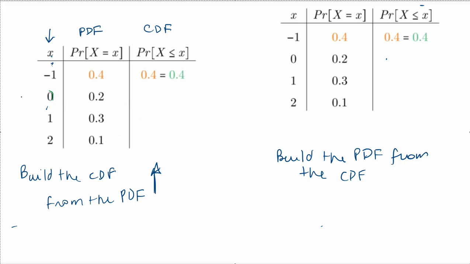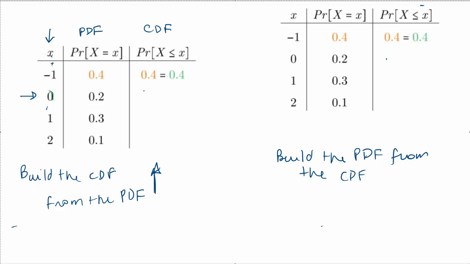Now, let's think about the second row. In the second row, my little x assumes 0. So the value printed here is the probability that x equals 0, which is 20%. Okay?